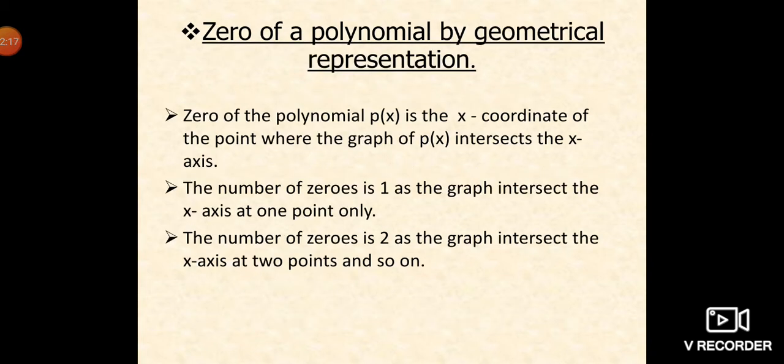Next is zero of a polynomial by geometrical representation. The same zero of a polynomial we are finding using the graphical method. The zero of a polynomial p(x) is the x-coordinate of the point where the graph of p(x) intersects the x-axis. So we have to draw the graph by plotting x points and y points, and where the graph meets the x-axis, that point is known as the zero of the polynomial. If the graph meets the x-axis at one point, one zero will be there. If the graph meets the x-axis at 2 points, 2 zeros will be there.